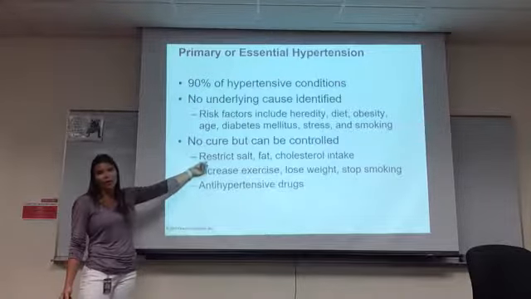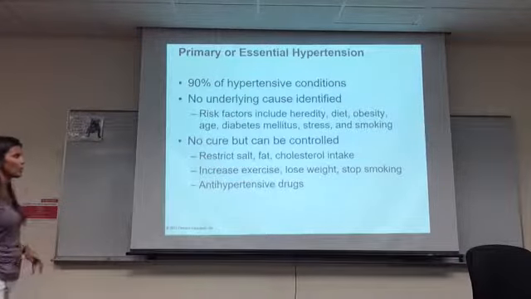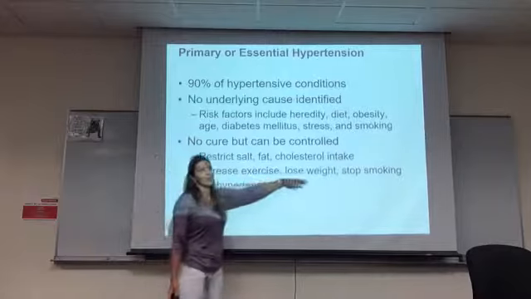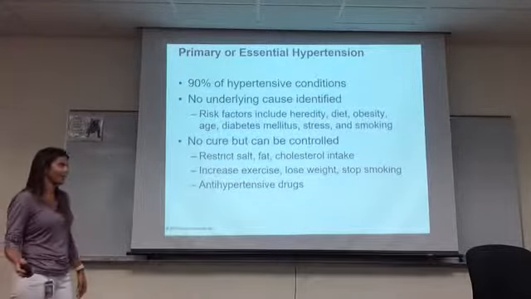If you have hypertension and it's a primary condition, we're going to tell you we want to restrict your diet. We want to take out salt, sodium, and all of that. Cholesterol levels, we want those to be low. We want to increase your exercise. We want to lose weight. We want you to stop smoking. We basically want to change everything that you're doing.